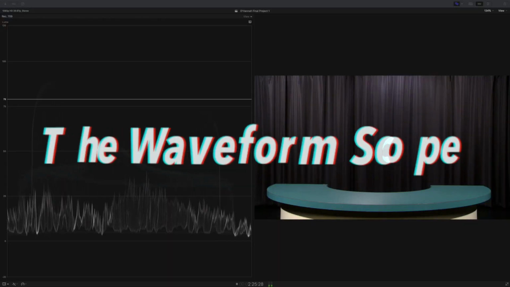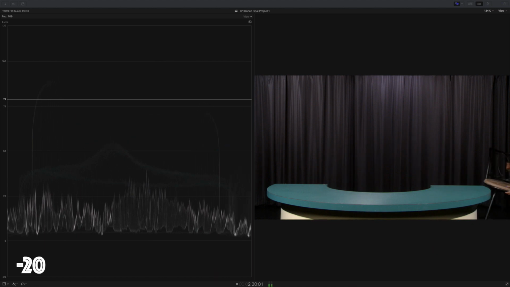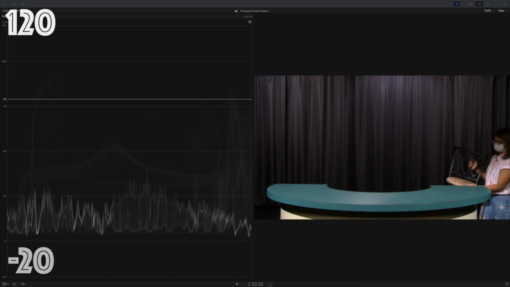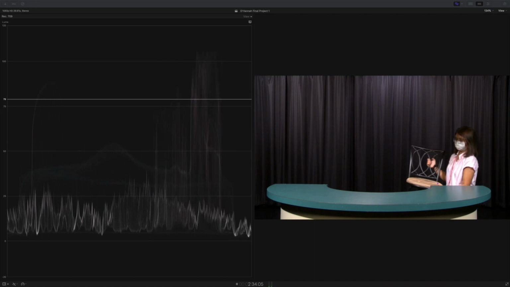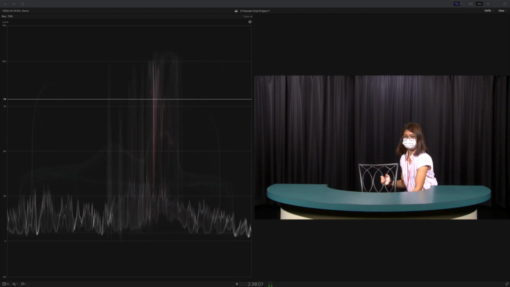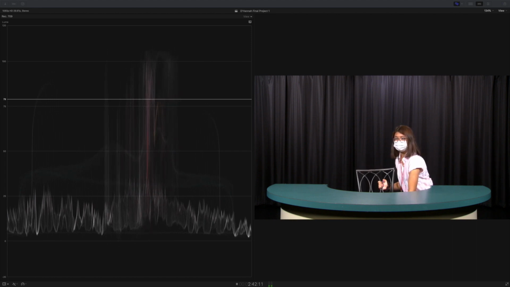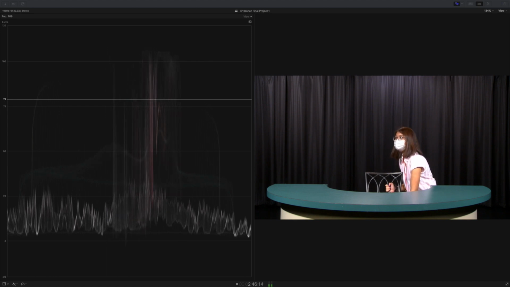The waveform scope shows the luminance of a shot represented in a chart with a vertical range of -20 to 120. A signal that is true white shows up at the top of the chart with the value 100. True black shows up at the bottom with the value 0. An object in the shot's horizontal position in the chart is the same as it is in the shot. Its vertical position is dictated by its brightness.